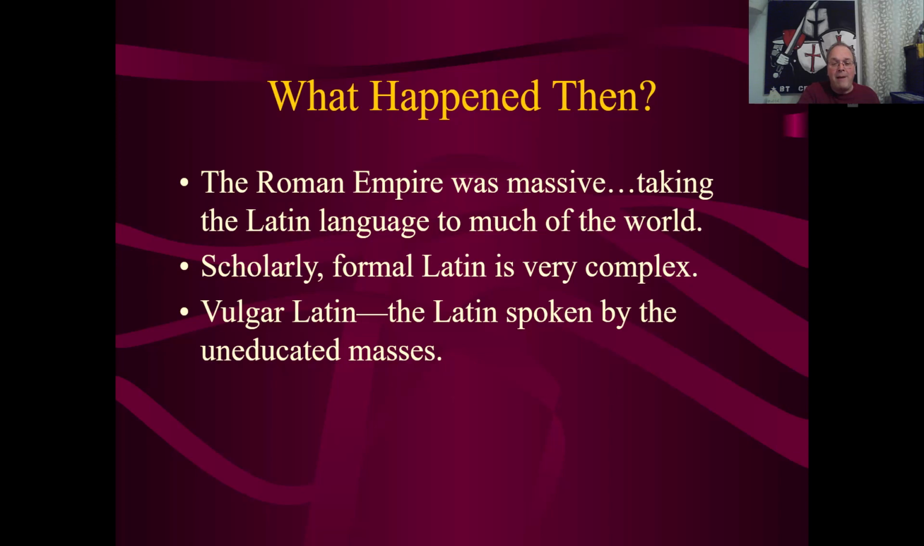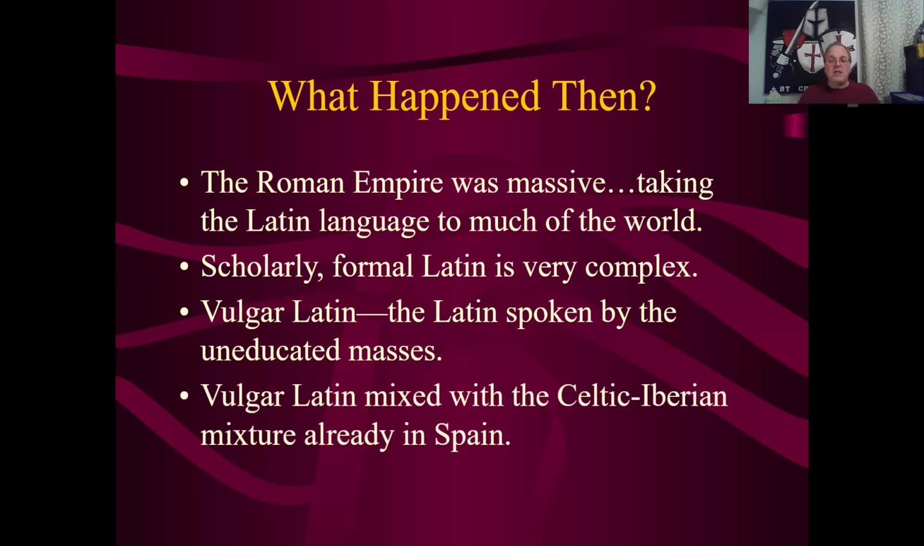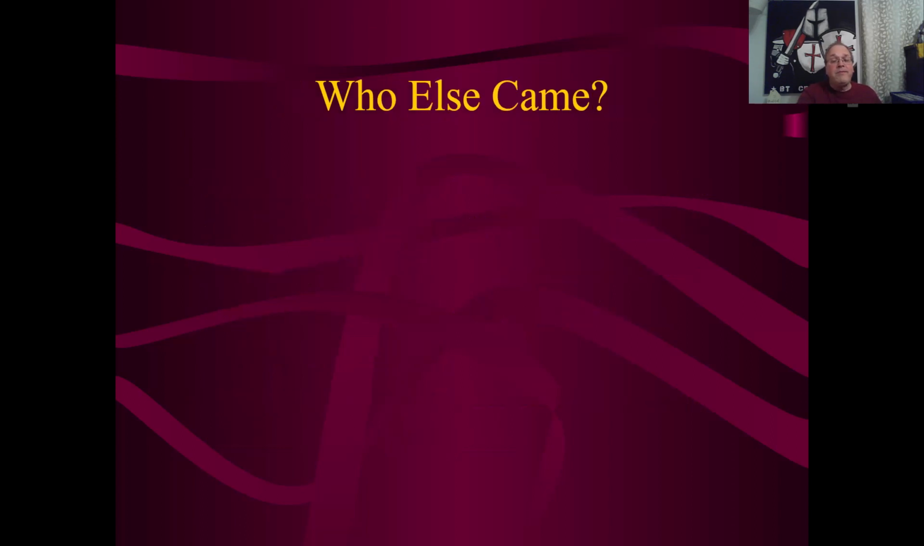So, the first thing that happened was the Celts came to the Iberian Peninsula several hundred years before Christ. But then 19 years before Christ, vulgar Latin was mixed with that Celtic Iberian language mixture that was already in what we now call Spain on the Iberian Peninsula. So who else came? Well, in order to answer that question, we have to go to Central Europe.